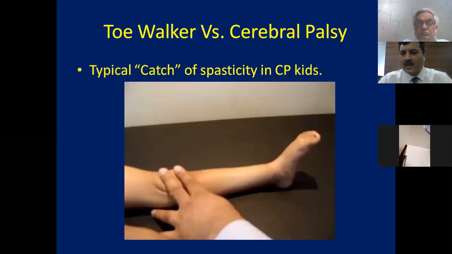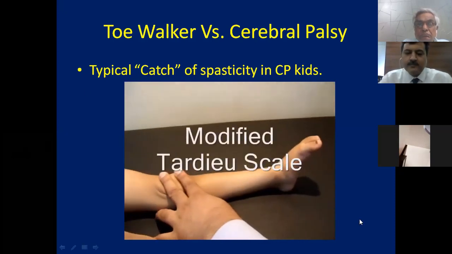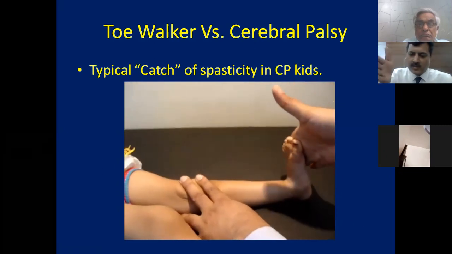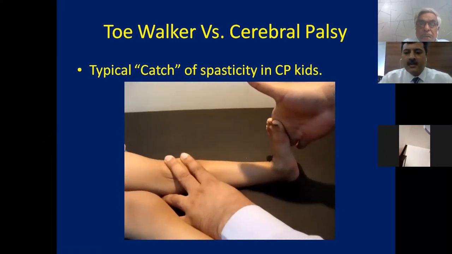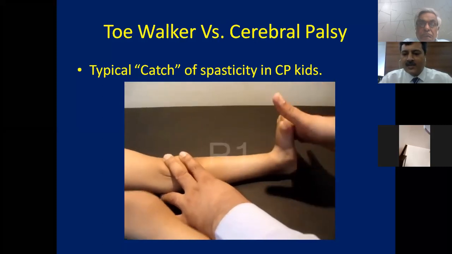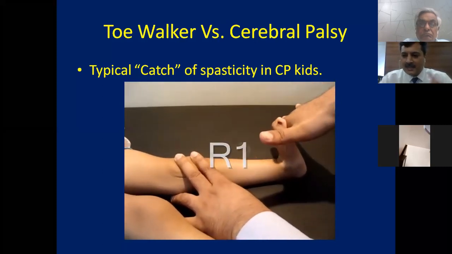So the question would be how to differentiate spasticity from a toe walker. Like, how is a 2 year old child who is walking on the toes not a cerebral palsy child? So this is the clinical sign. This is known as the typical catch of spasticity, or the medical term is a tardive catch. You see how I examine the child. We give a jerk to the sole, and you can see the first catch, that is R1, and the second range R2.